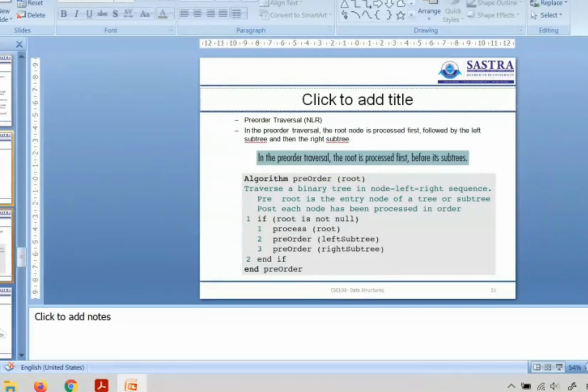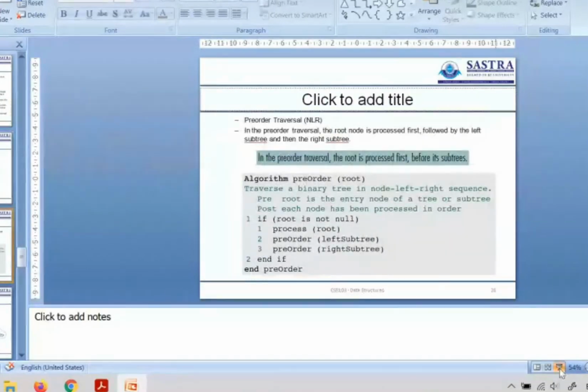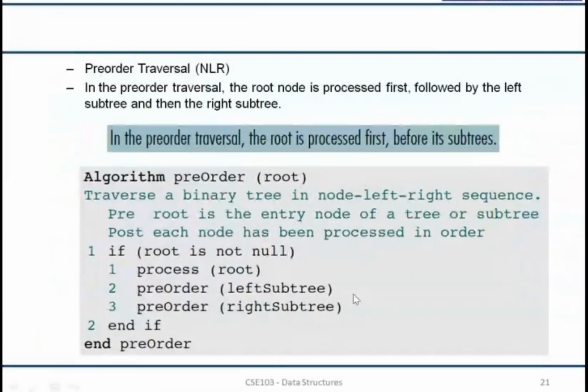First let us see the algorithm. Pre-order traversal means, see here, if root is not null, then process the root. The root is processed first in pre-order, then pre-order of the left subtree, then pre-order of the right subtree. That's it. The pre-order algorithm is over. If you convert this algorithm into code for a binary tree, it will print all the nodes in pre-order format.